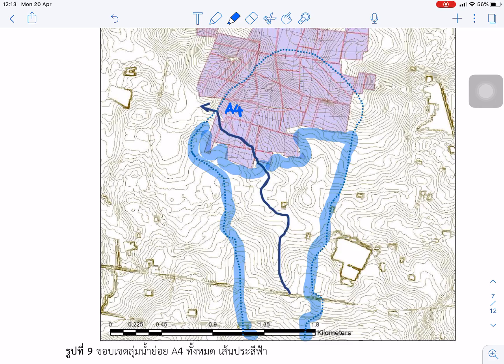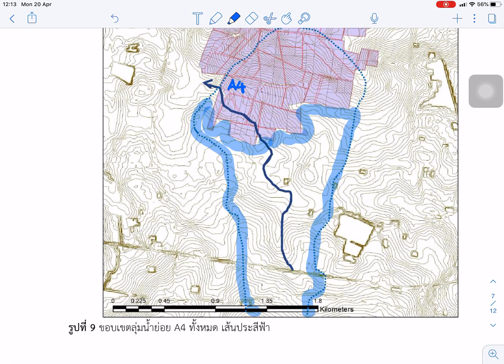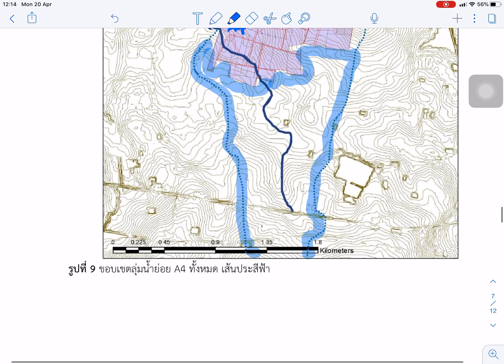Okay, some part of water from outside of the target area is passing through this A4 as well. So we can collect more water, not just the water inside the target, but water from outside is also passed to this area. That is to our advantage.